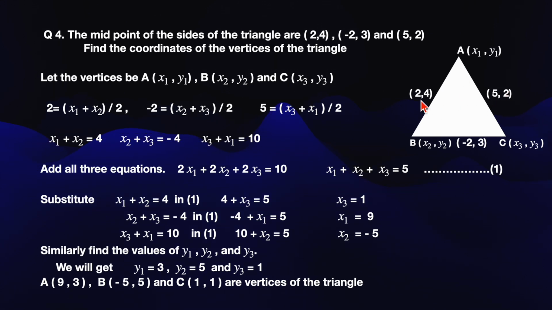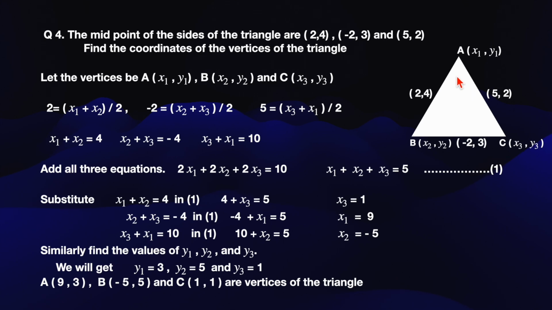So these are the points (2, 4), (5, 2), (-2, 3). They are asking us to find the coordinates of the vertices, that is A, B and C. So let us say that the coordinates of A are (x1, y1), B is (x2, y2), C is (x3, y3). We have to find the values of these coordinates.